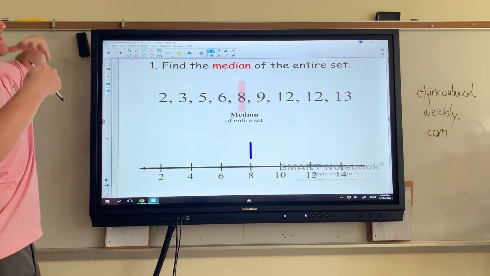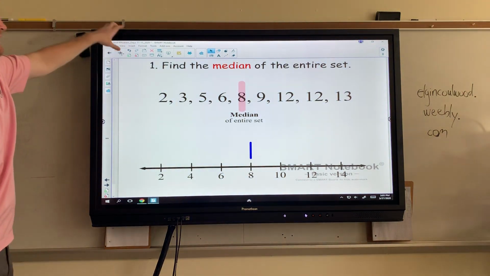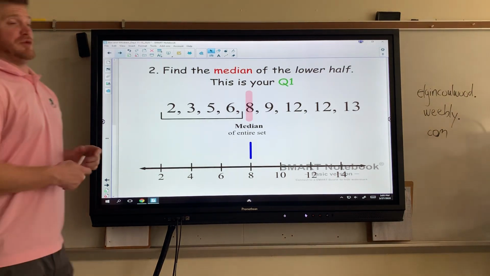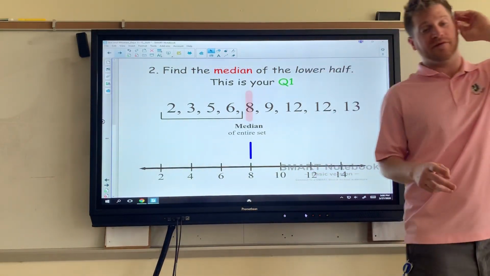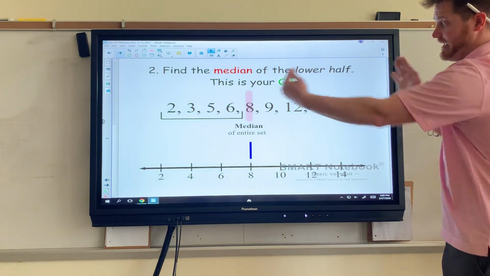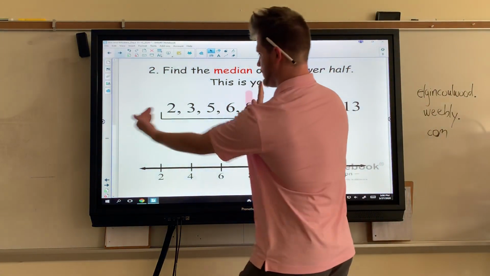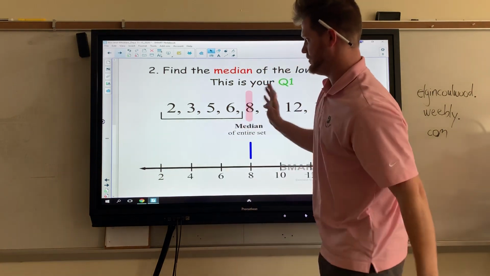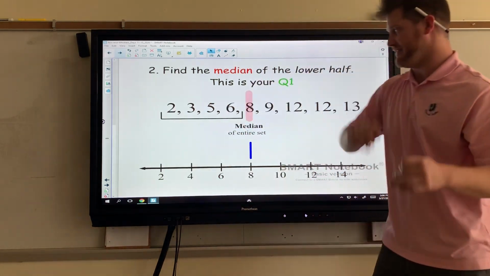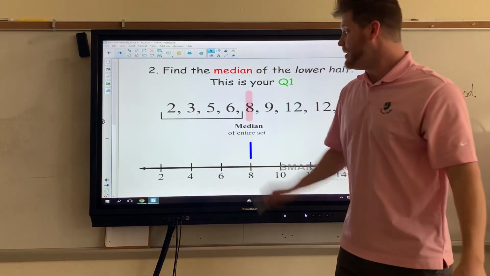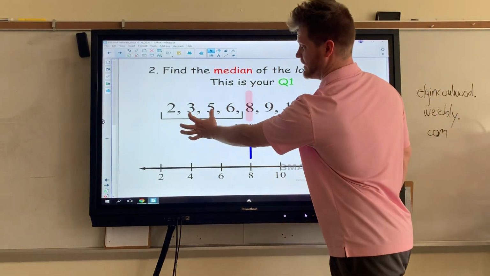That's going to be the line within the boxes, I can say. The next step is finding Q1. Remember I said to find Q1, you got to split the data up into the lower half and upper half. In this case, they go to the median and they take the numbers to the left of it. So to the left of 8, we have 2, 3, 5, and 6. The two numbers in the middle are 3 and 5.